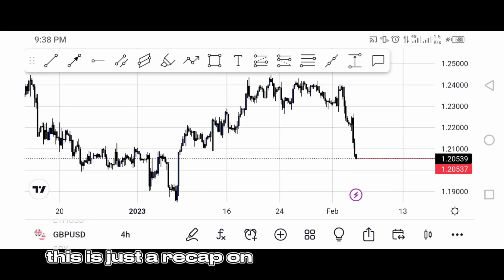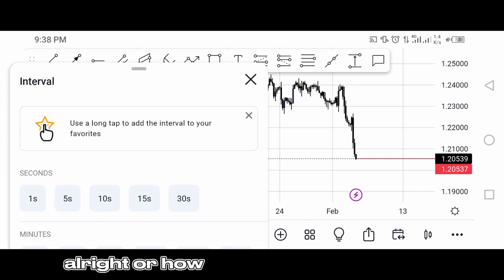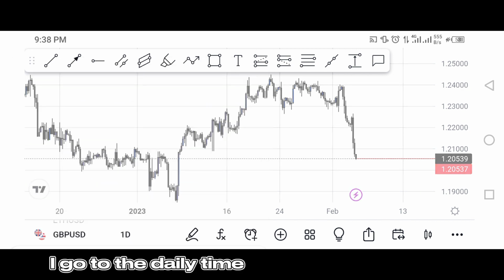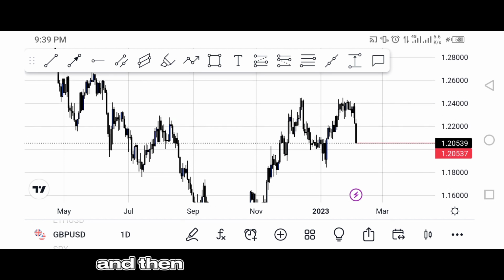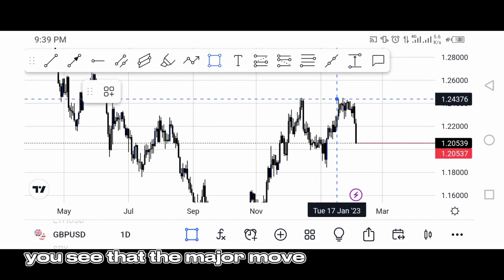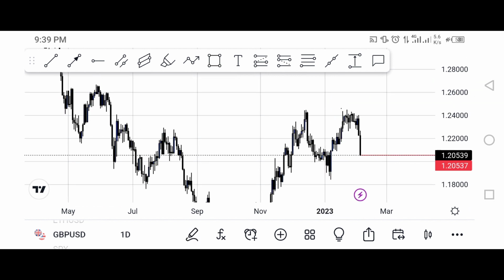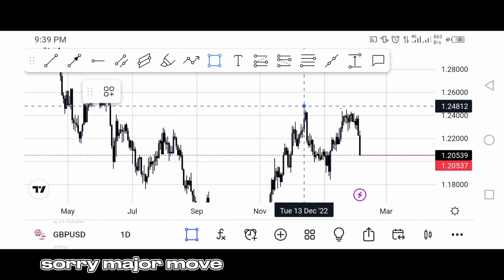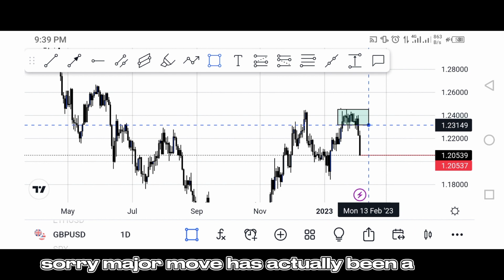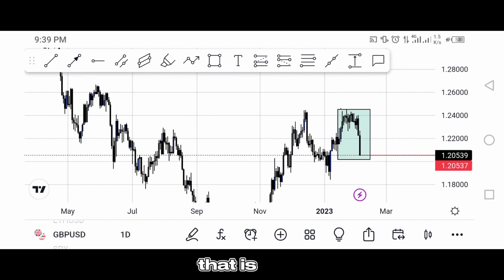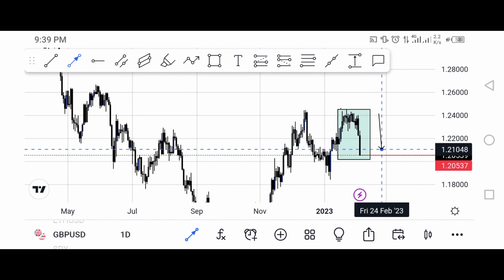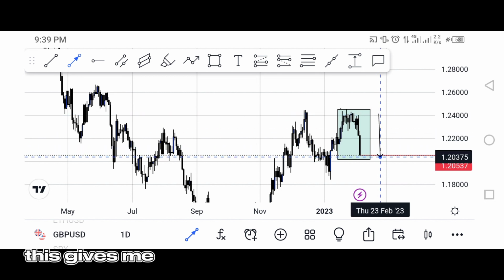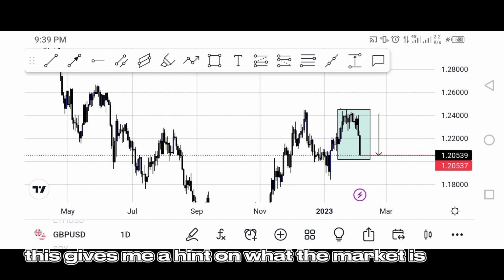This is just a recap on how I trade the forex market, or how I make my analysis. I go to the daily time frame first of all to see what has actually been the major move. If you check here, you see that the major move has actually been a bearish move. That is, the market has been flowing from the top to the bottom. So this gives me a hint on what the market is saying.